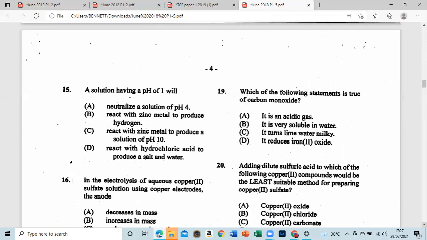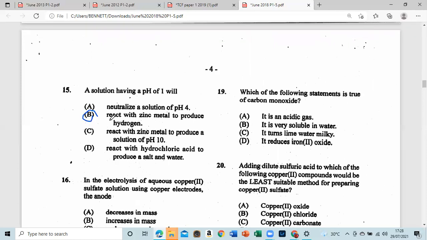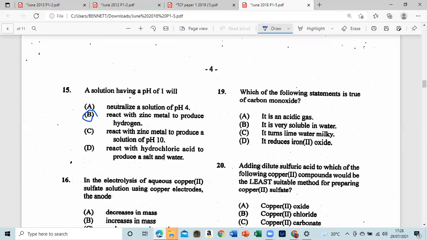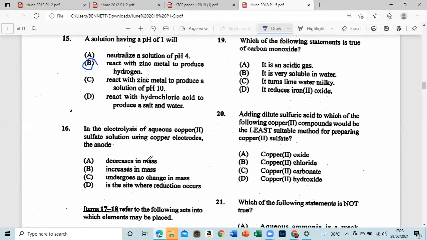On to 15. A solution having a pH of 1, is it neutralized by a solution of pH 4, reacts with zinc metal to produce hydrogen, or reacts with zinc metal to produce a solution of pH 10, or reacts with hydrochloric acid to produce a salt and water? Number 15 is B. Reacts with zinc metal to produce hydrogen. Number 16. In electrolysis of an aqueous solution of copper(II) sulfate using copper electrodes, is it A, the anode increases in mass, or is it B, the cathode increases in mass? Is it C, undergoes no change in mass, or is it D, is a site where reduction occurs? So 16 is A, increases in mass.